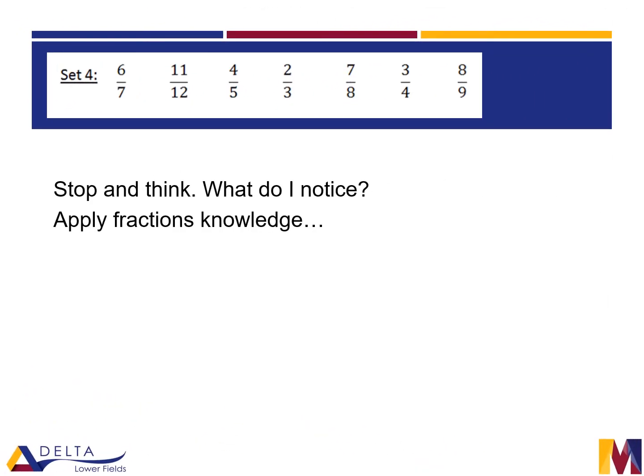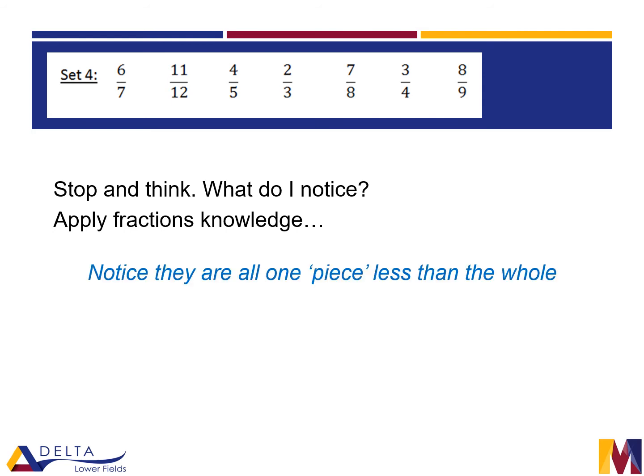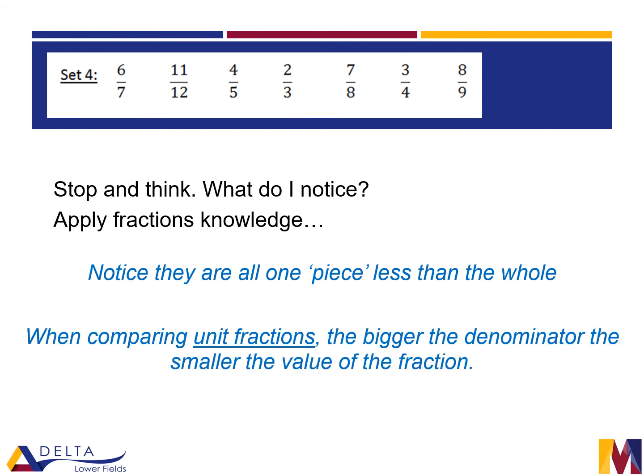And let's take a look at set 4. Now, take a stop, take a think. What do you notice? Can you apply some fractions knowledge to this? How about noticing that they're all just 1 piece less than the whole? 6/7 is 1/7 less than 7/7, which is a whole. 11/12 is 1/12 less than a whole. 4/5 is 1/5 less than 5/5, which is the whole, and so on. They're all just 1 piece less than a whole.